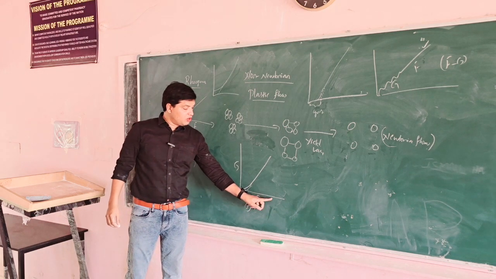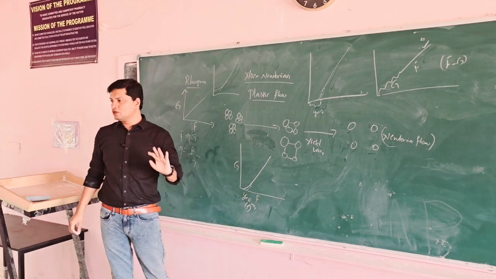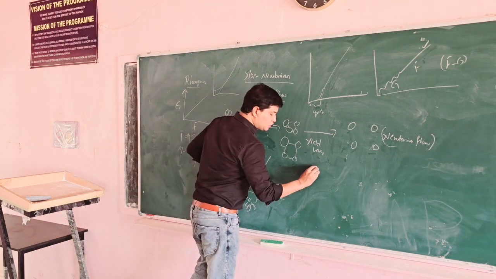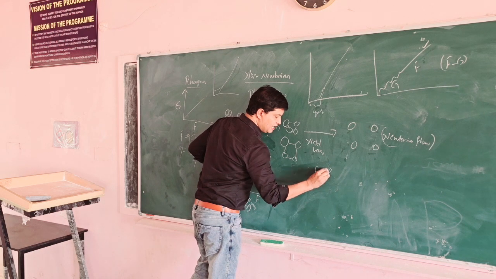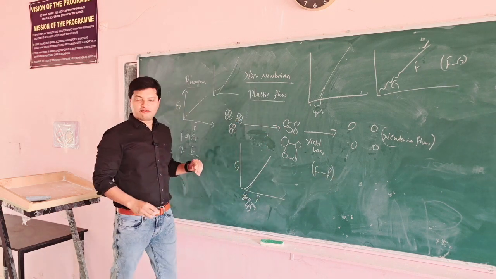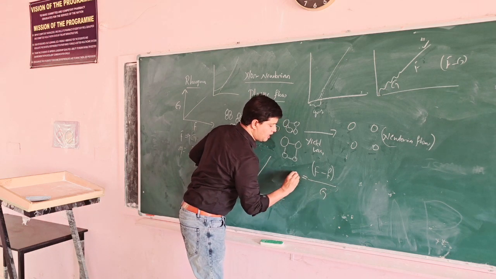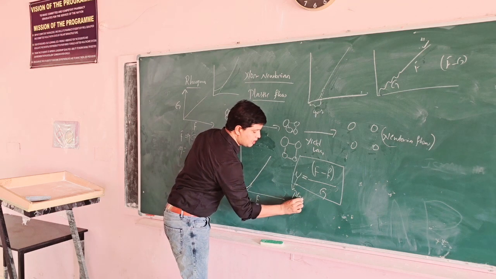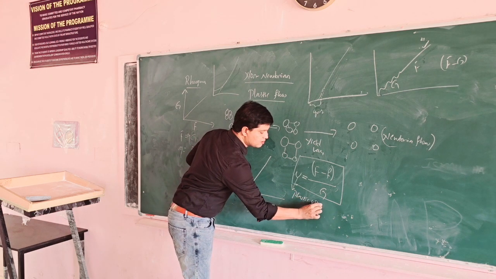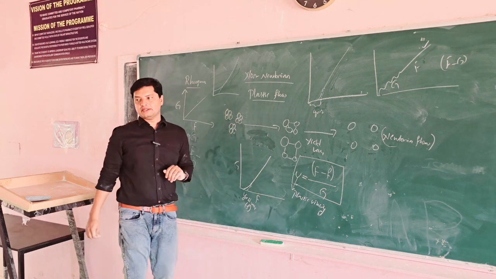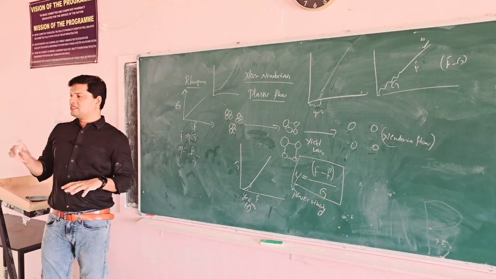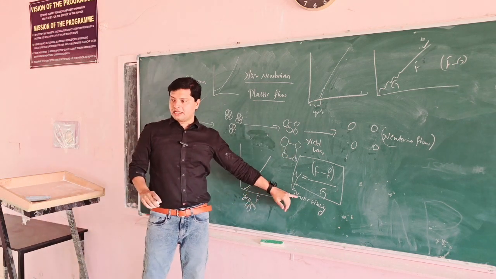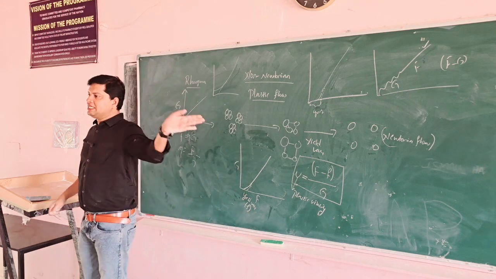After this yield value, whatever flow is there, that is Newtonian flow. That's how we need to represent it. Total flow minus yield value, the Newtonian flow, divided by rate of shear is called plastic viscosity, U. So in the exam, first you write this, then you write the graph, then the equation, then you explain by seeing this mechanism.